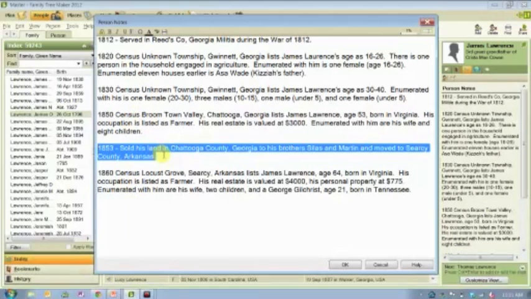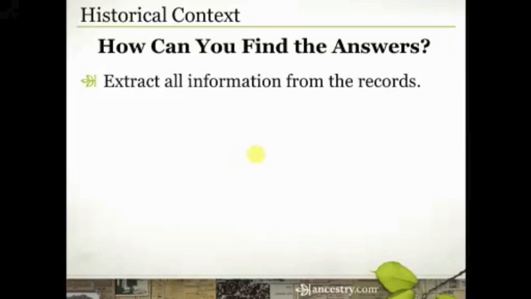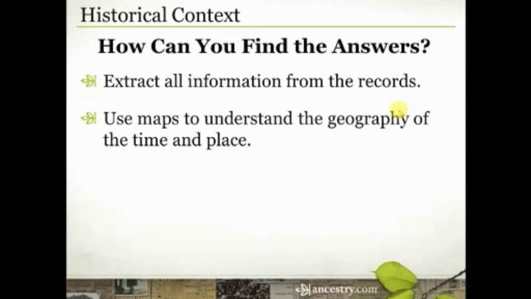I went looking for, when did he move from Georgia to Arkansas? When during that decade? What happened to the property that he owned in Georgia? Because I knew from the census that he owned property. So extracting all the information you can from the records you find helps you know where to go look for additional information and what kind of information you should be looking for. So that's one tip.